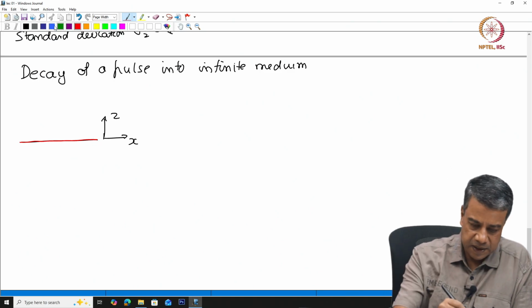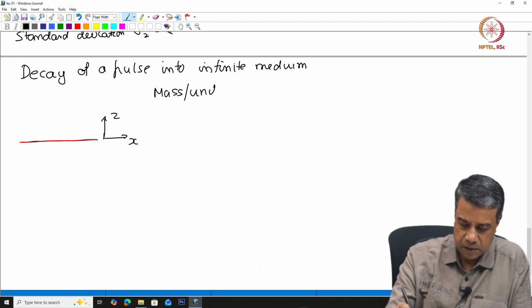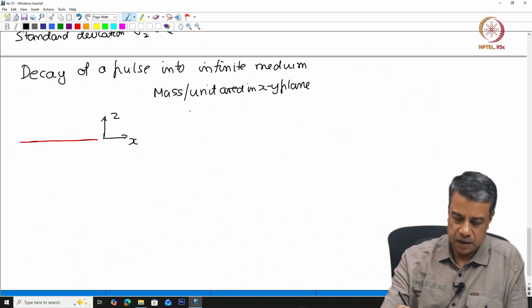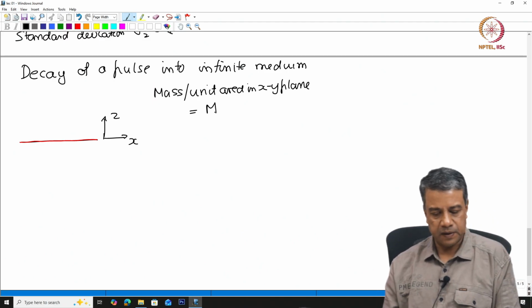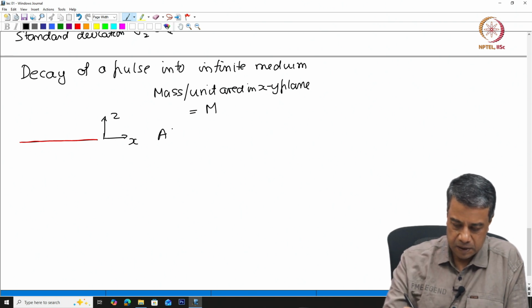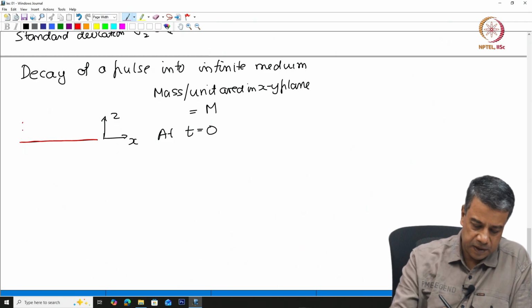of total mass m, mass per unit area in the xy plane. Mass per unit area in the xy plane is equal to m. This is injected at t equal to 0, and then this spreads on both sides.